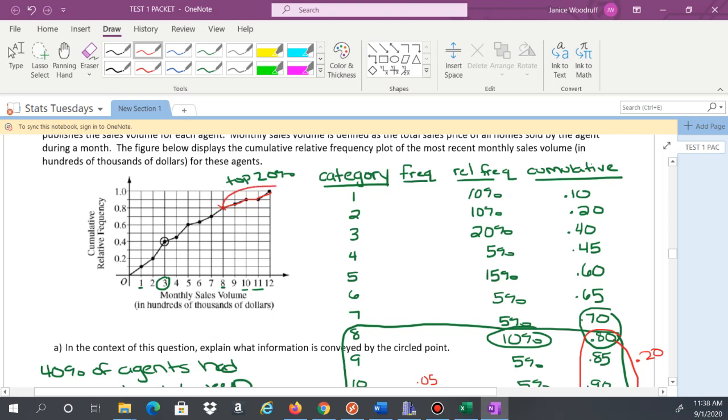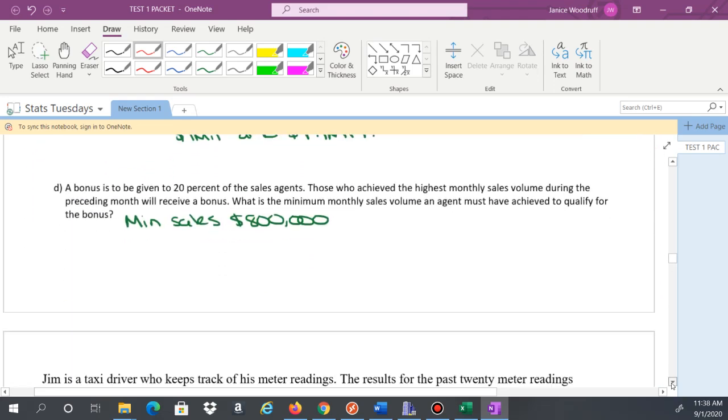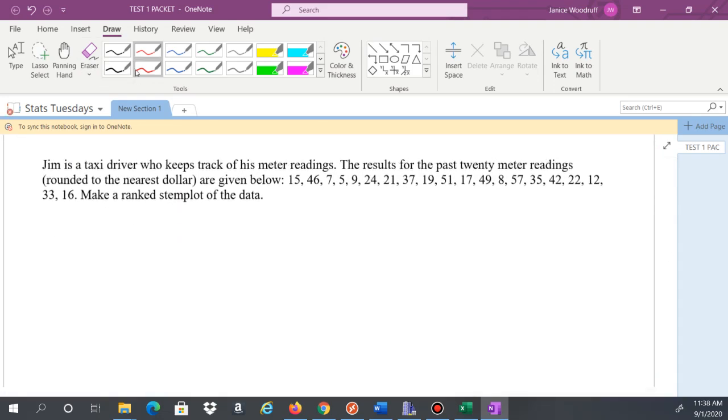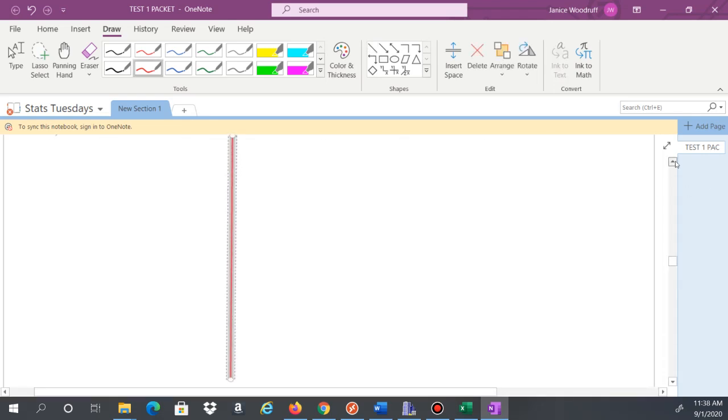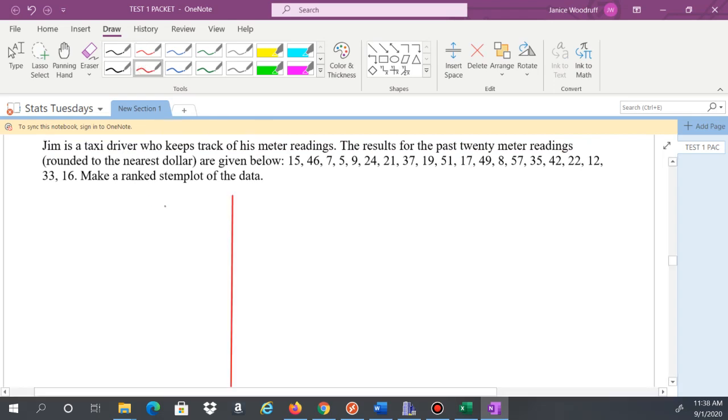Okay, so Jim is a taxi driver. We're going to do a stem and leaf plot real quick here. The results for the past 20 meter readings to the nearest dollar are given below. So we're going to make a ranked stem plot, which just means in order. So if I'm drawing a line here, nope, that's long. All right, so I'm going to put my stems over here and my leaves over here.